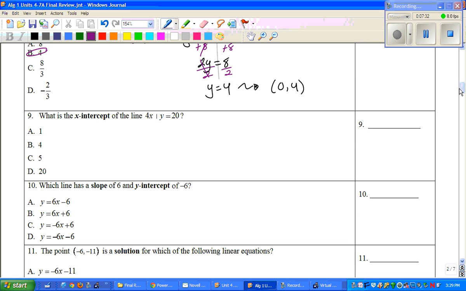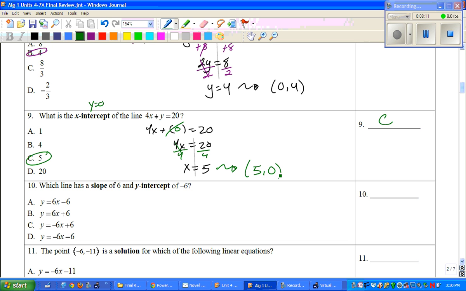Okay, so now in the next one, they want the x-intercept. So when they're finding the x-intercept, y equals 0. So 4x plus y equals 20, you're plugging in a 0. It pretty much cancels out. So 4x equals 20. Solving for x, what do you do to both sides? Hopefully you're saying divide by 4, Mr. Grice. And x equals 5. So the answer is C, x equals 5, but just like the other one, if we wanted to write the point, it would be (5, 0).